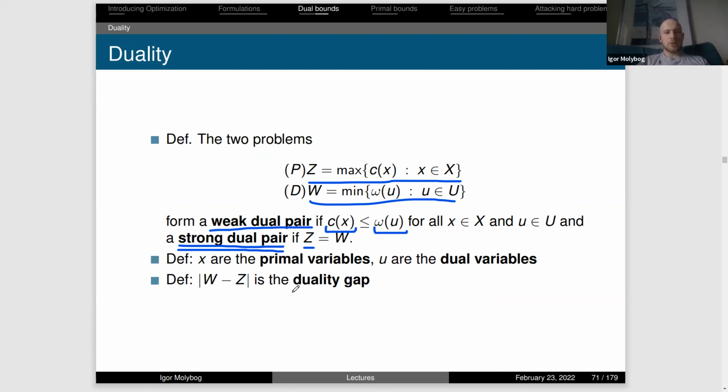We also have this notion of duality gap, that is the difference between the optimal solutions of the primal and dual problem, and it is equal to 0 if we are talking about a strong dual pair, and it's greater than 0 if it's just a weak dual pair. Any questions regarding what I'm talking about right now?